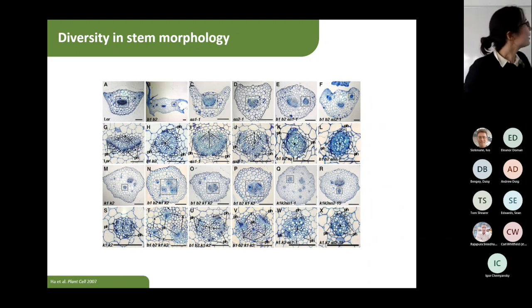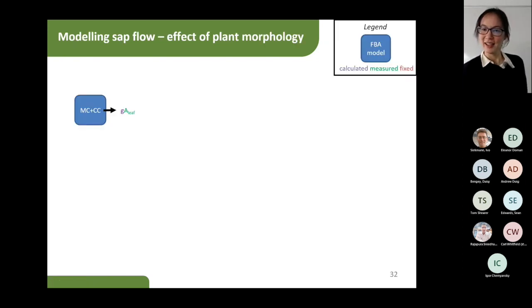You can see there's huge variation there in the number of cells in the vascular bundle, the number of cells that make up the phloem, the spacing of those cells. That's got to play a huge part in how effective phloem is.